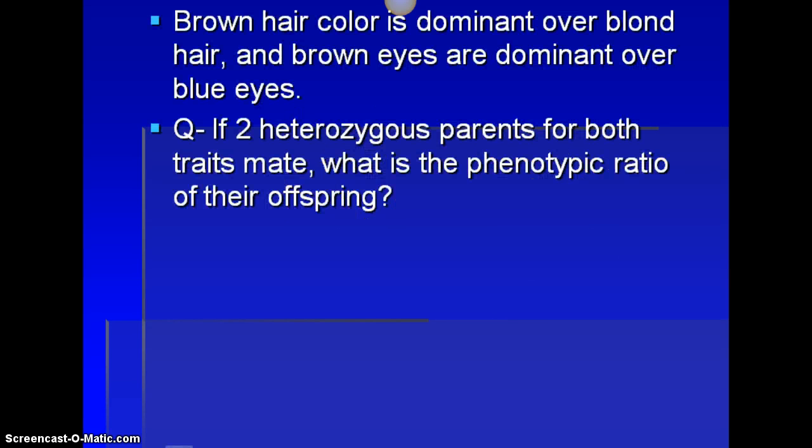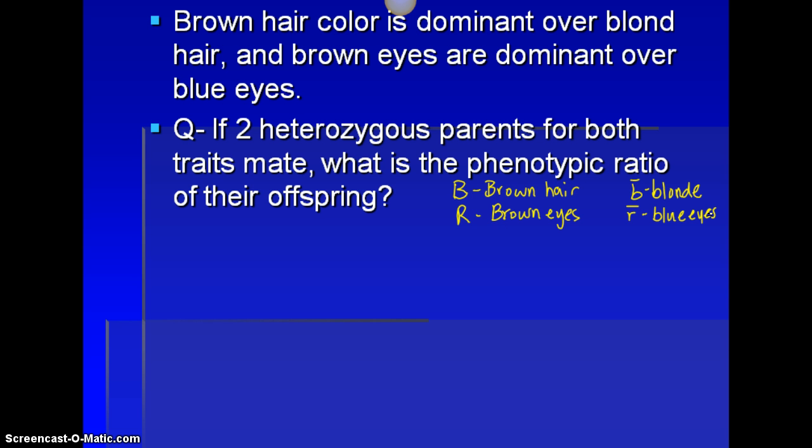Okay, our next one, brown hair color is dominant over blonde hair, and brown eyes are dominant over blue eyes. So I'm going to go ahead and give us our letters that we're going to use, or the ones I'm going to use. So big B is going to be brown hair, and little b is going to be blonde hair, and then big R is going to be brown eyes, and little r is going to be blue eyes.